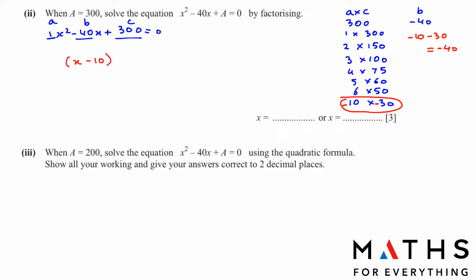x minus 10 and x minus 30 is equal to 0. Therefore, x minus 10 equals 0 or x minus 30 equals 0. x is 10 or 30.